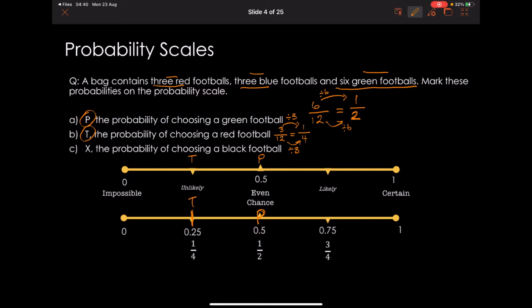Okay. Now, if you've not got your number line labelled in the exam, then you're going to have to label it like this. But it's pretty straightforward. Okay, so it's like we split it into the 4 parts. Okay. We know that that's a quarter, a half, and 3/4. Then the last one says, work out the probability of choosing a black football. Well, the question says there are 3 red, 3 blue and 6 green. There are no black footballs. So the probability of X choosing a black football would be 0, so we'd pop it on like that. Okay, so using a probability scale isn't too difficult.